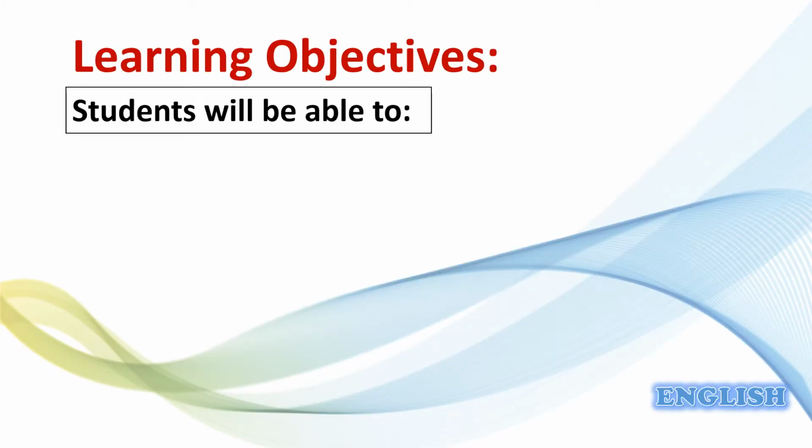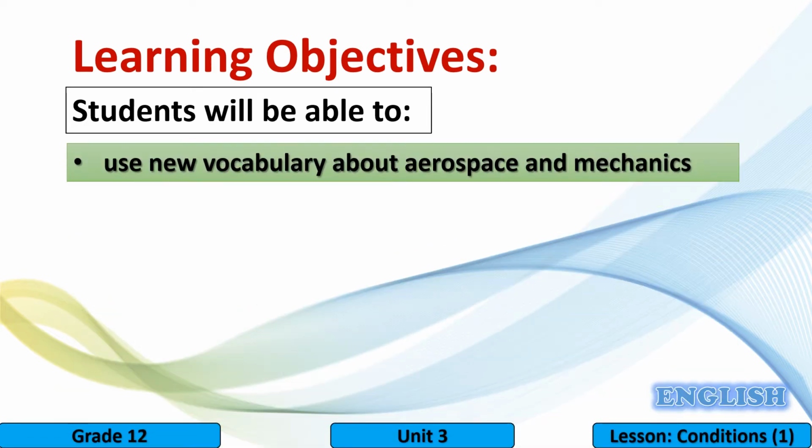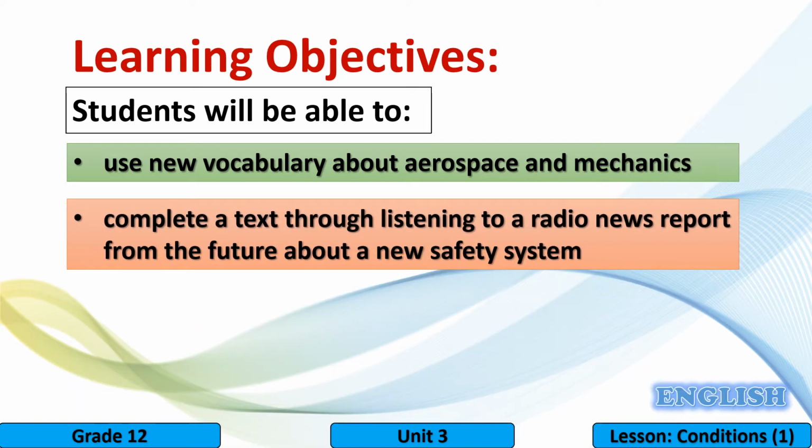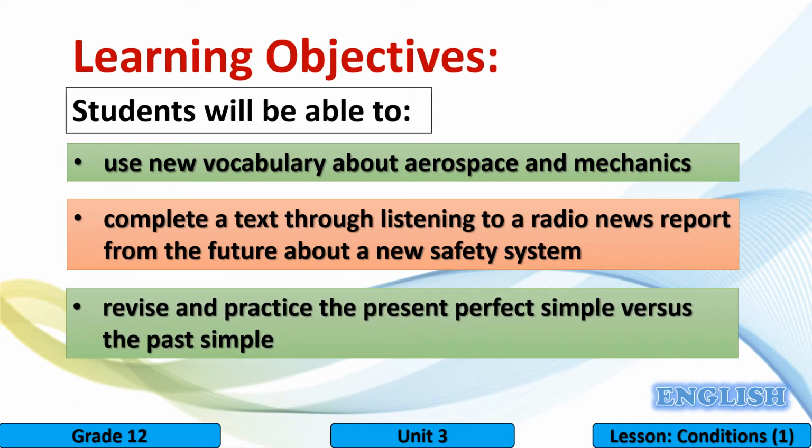Our learning objectives for today are the following. Number 1, to use new vocabulary about aerospace and mechanics. Number 2, to complete a text through listening to a radio news report from the future about a new safety system. And number 3, to revise and practice the present perfect simple versus the past simple.